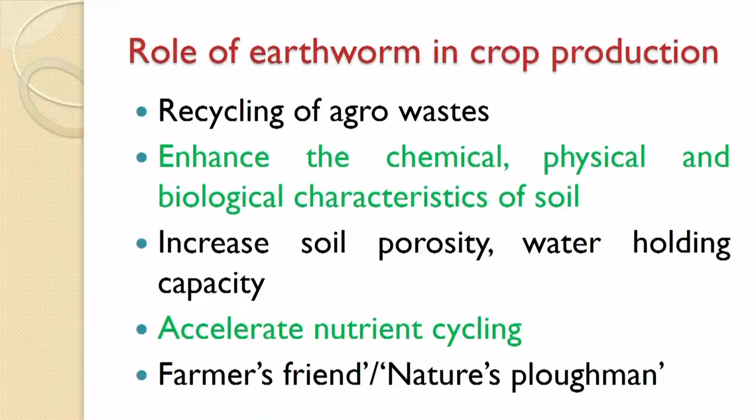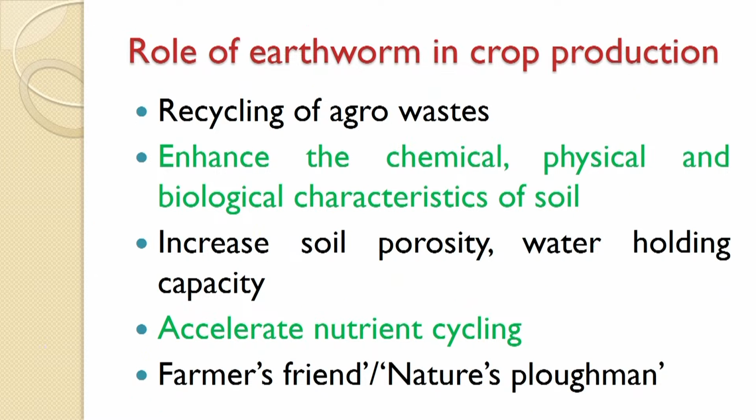Next comes the role of earthworm in crop production. Earthworms are called the farmer's friend, and as a result they have numerous beneficial effects on crop production. Here we have listed a few of them. You can also search for other beneficial effects of earthworm. Our first role is the recycling of agro waste. As we have already discussed, agro wastes are ingested by earthworms, and they are released as vermin cast in the soil.